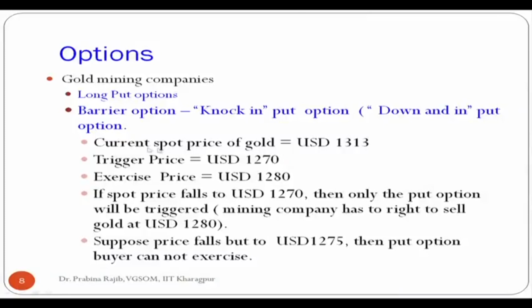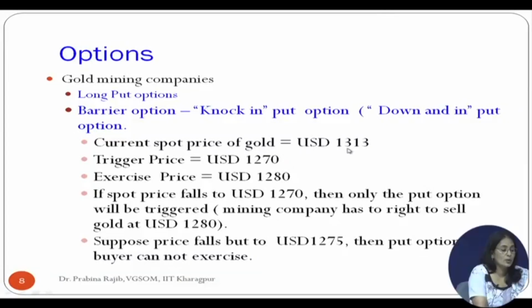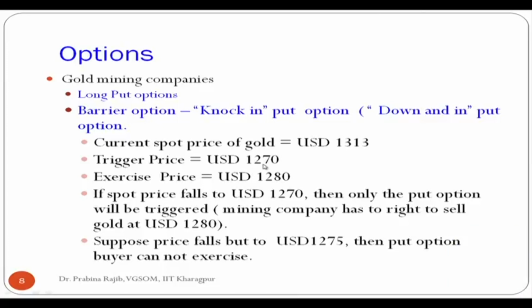Quickly, I have already discussed this. Current gold price is US dollar 1313, trigger price is 1270, exercise price is 1280, and if spot price falls to 1270, then only the option comes into existence. Suppose the price does not reach the trigger, gold price falls down but remains above 1270 during the life of the contract, then this contract will never come into existence.